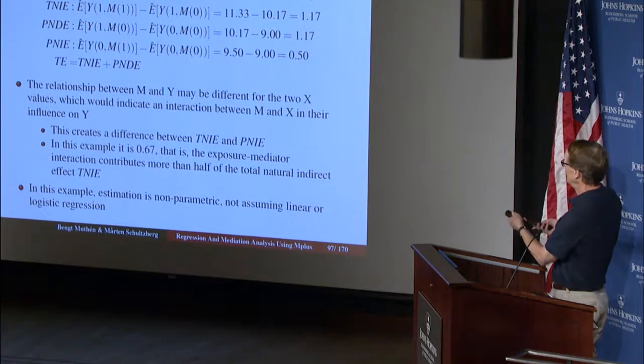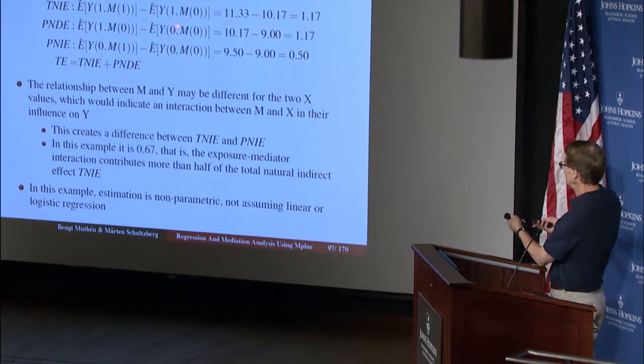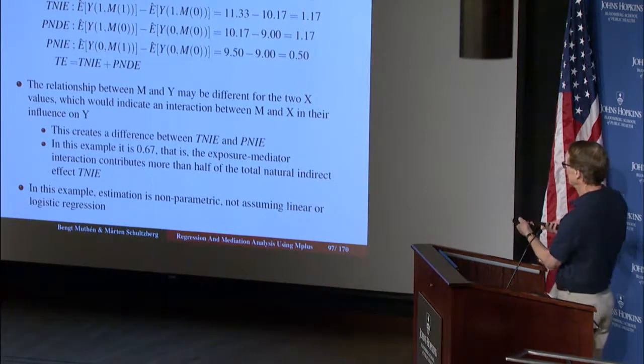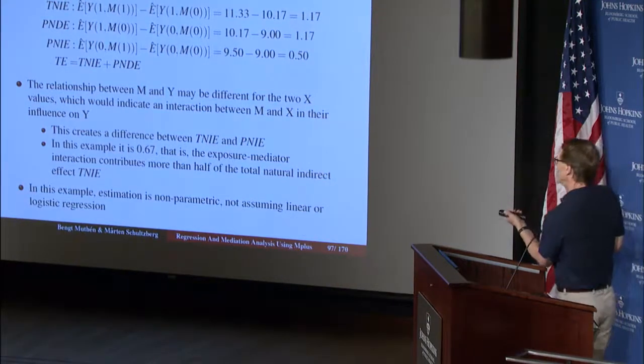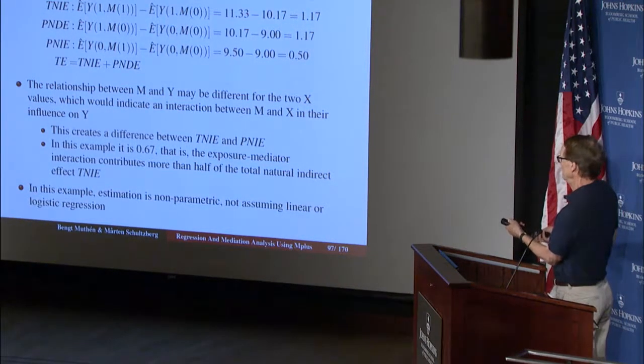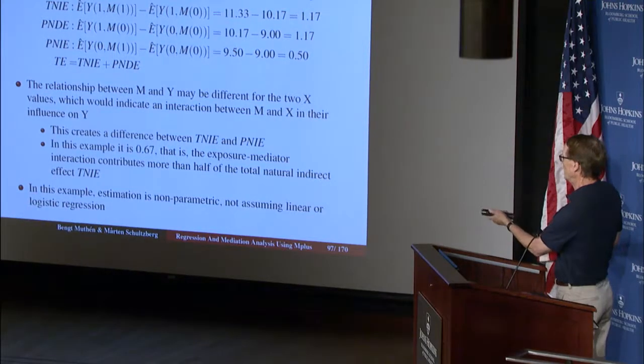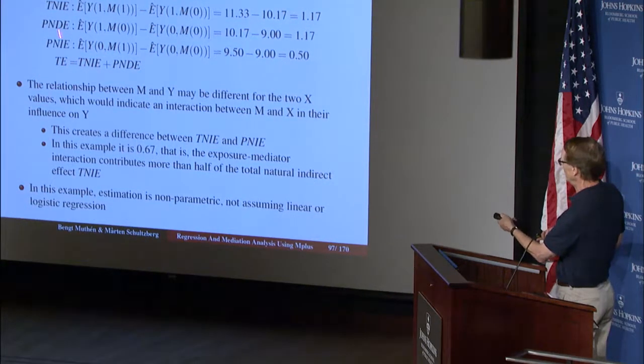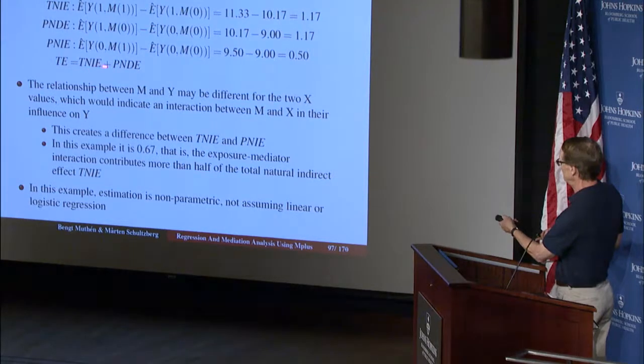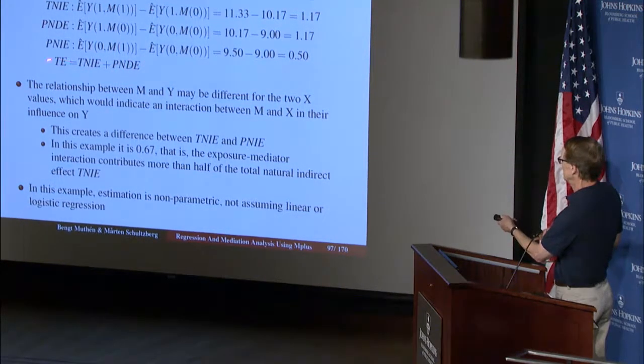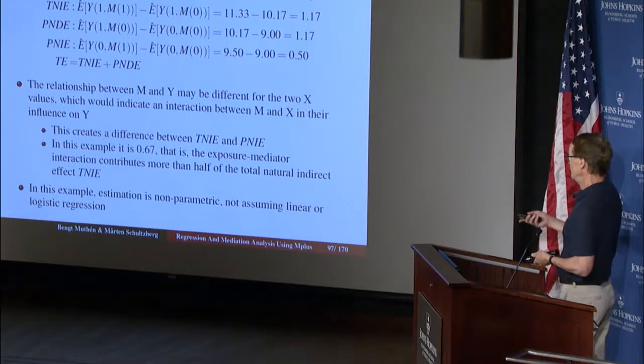Total effect is given up here. That's 1, 1, 0, 0. Pure natural direct effect, 1, 0, 0, 0. So X changes, but the M0 does not change. And that turns out to be 1.17 as well. As it says here, also you have the total effect is equal to the total natural indirect effect plus the pure natural direct effect. You can check that in the numbers, down to rounding errors.